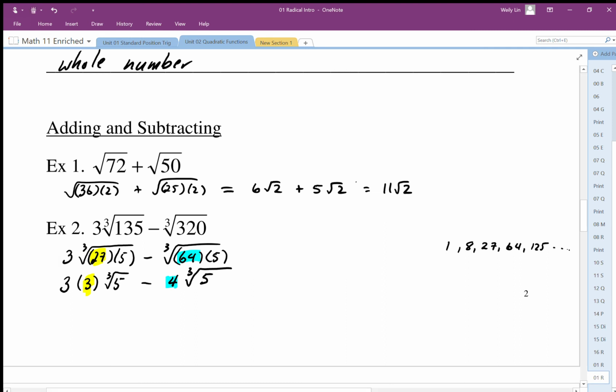Once we've got into mixed radical form, we can see, oh yeah, we have like radicals. The indexes match, the insides of the radicals match, so we're counting the same thing here. So we have 9 cube root 5's, 9 groups of cube root 5. We have 4 groups of the same thing of cube root 5. So if I have 9 groups here and I'm taking away 4 groups of the same thing, it's 5 groups then. So I have 5 groups left over. Okay, so there's my final answer.